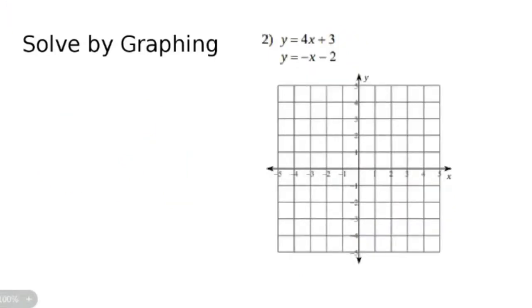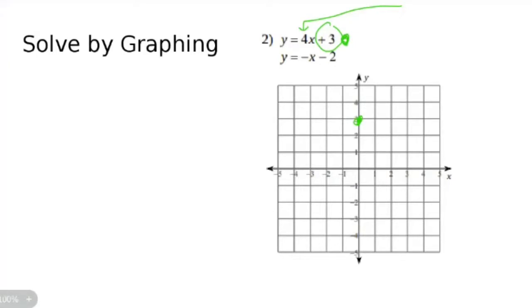Let's take a look at another one. Similar problem. I'm going to graph y in green. It's already able to be graphed because it's in slope-intercept form, y equals mx plus b. I start out by putting a dot at 3 because that's my y-intercept. You put a dot at that 3 right there.